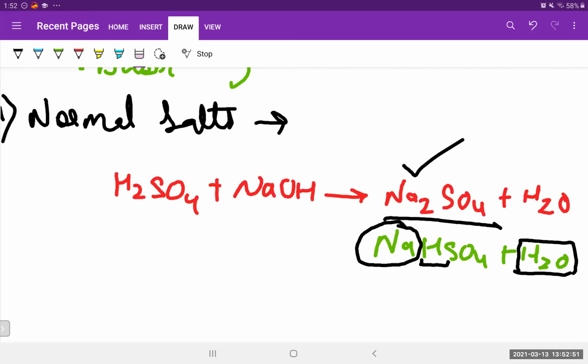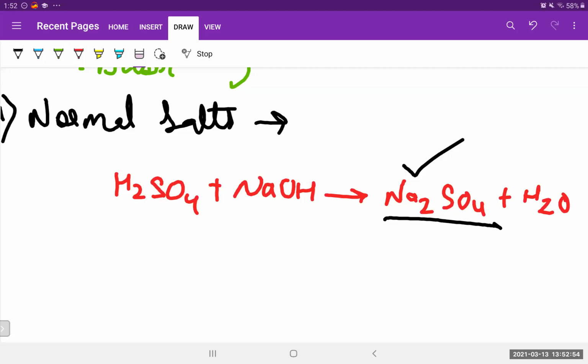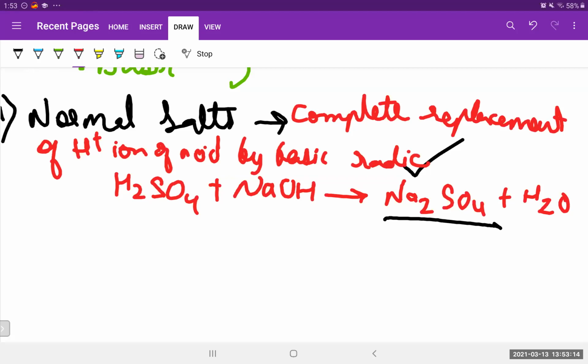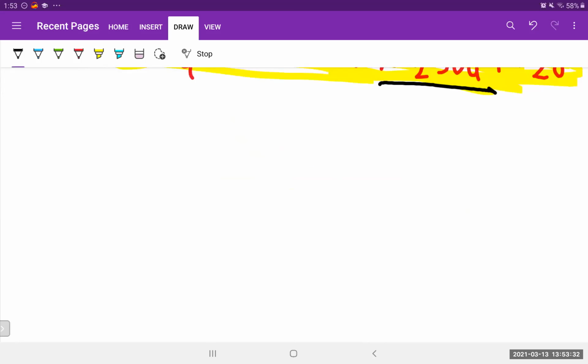So let's write the definition now. What is a normal salt? Complete replacement of H plus ion of acid by basic radical. I've already told you all what is a basic radical. It's always a metallic ion or ammonium. So let's now just highlight this equation, very important. This salt which is formed, that is Na2SO4, is a normal salt.